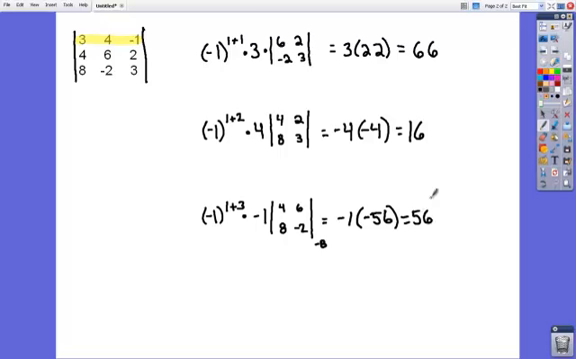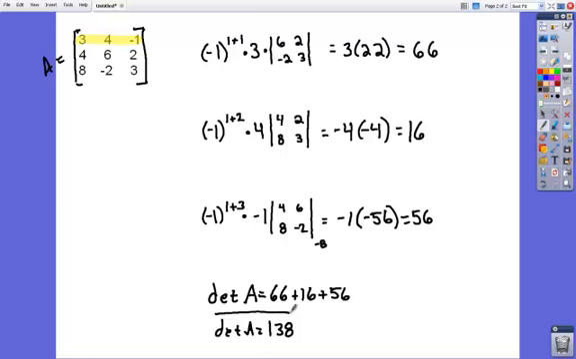And we want to add all of those together to get the determinant of A. So let's just call this matrix A. The determinant of matrix A is all of these added together: 66 plus 16 plus 56. So the determinant of A would equal 138. And that is an example of how we do a 3x3 matrix using row expansion.